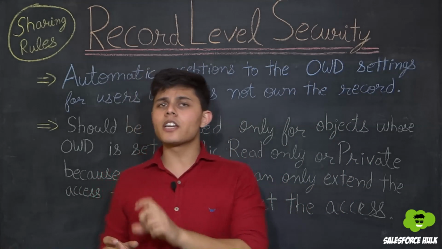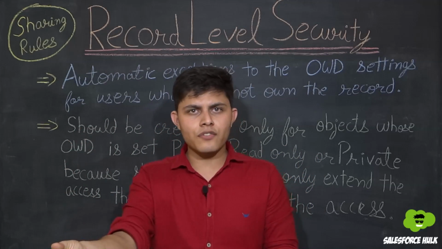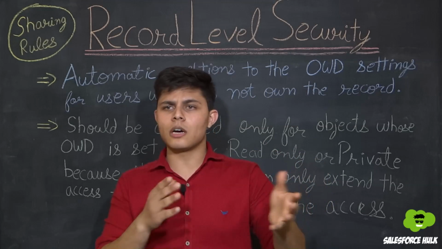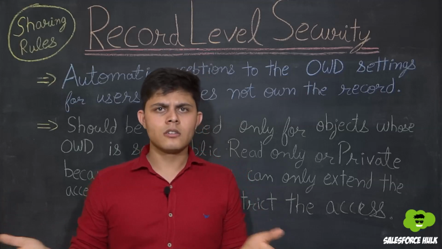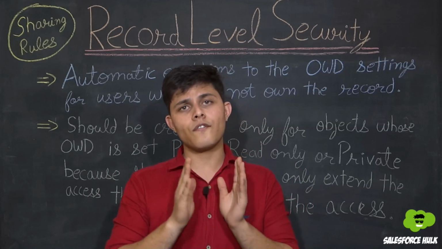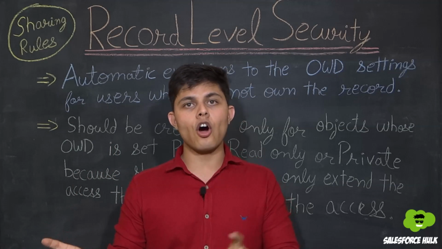But if it is public read only, then we can give extra access of edit to a particular set of users. Or if it is private, then we can share it with some users to view, and some users to view and edit both. So we can do that using sharing rules. So you should only create sharing rules for the object whose OWD is private or public read only.